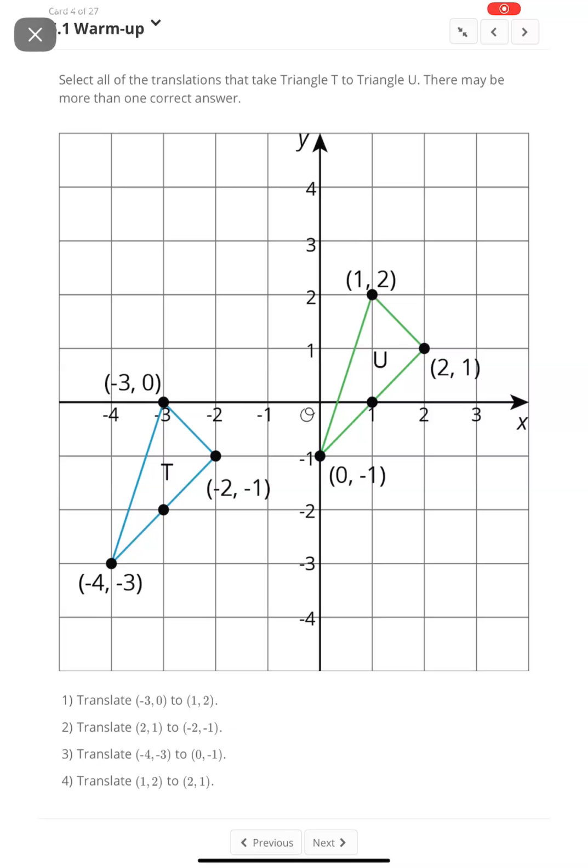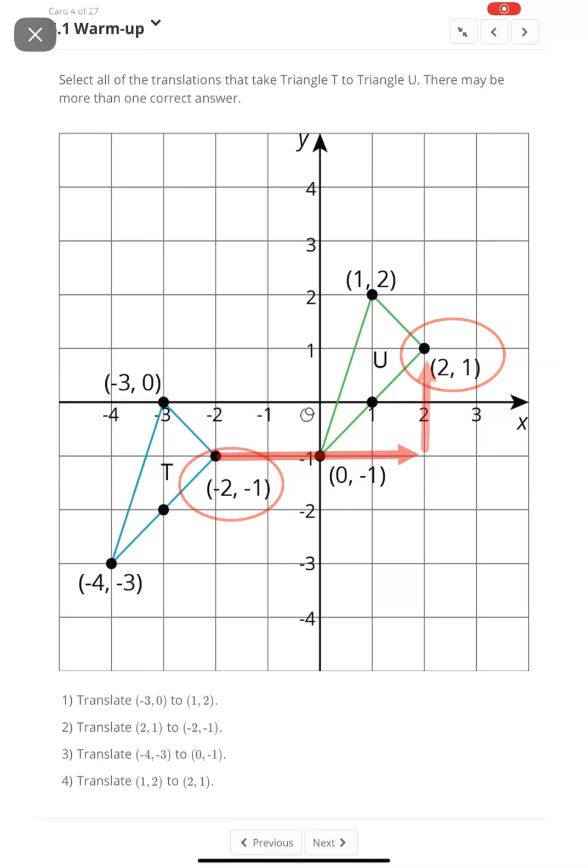So point number 2, (-2, -1), is going to move 1, 2, 3, 4 units in the positive x direction and 2 units in the positive y direction. And if you do that for all of the other points, you will see that every single point on the blue triangle is going to move 4 units in the positive x direction and 2 units in the positive y direction.